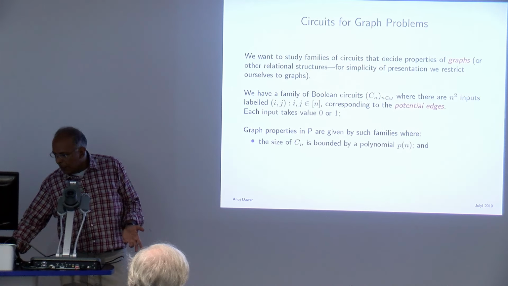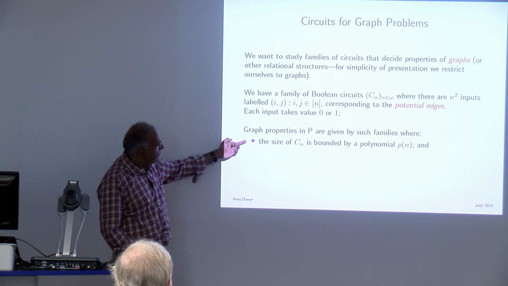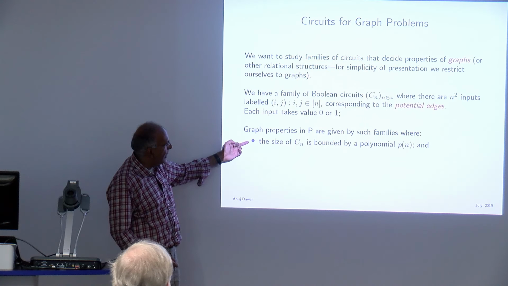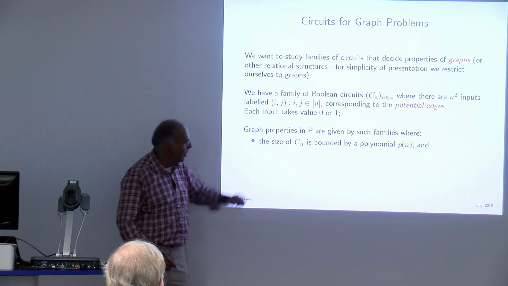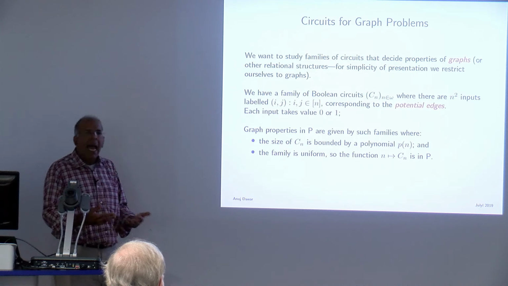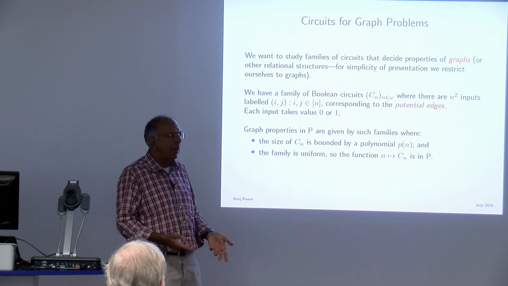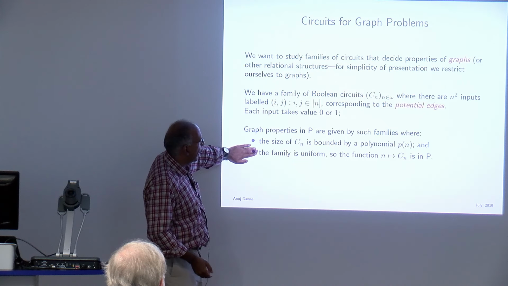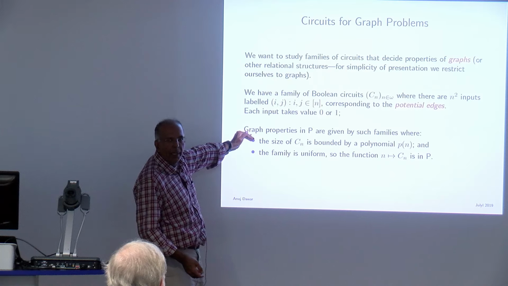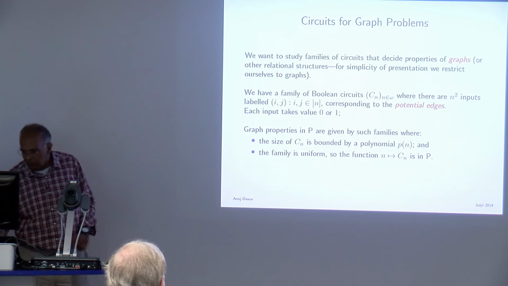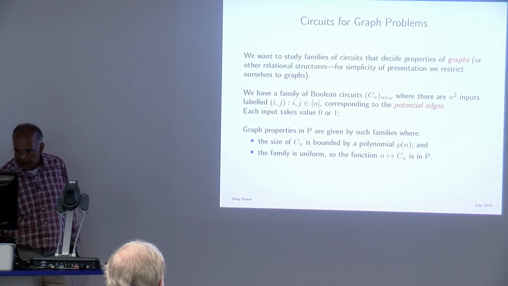And a graph property is in P if it's decided by such a family where the size of every circuit is bounded by a polynomial, and you can generate the circuit in polynomial time itself, right? So if you drop this second condition, you get something that's called non-uniform P, or P/poly, but let's just work with this.